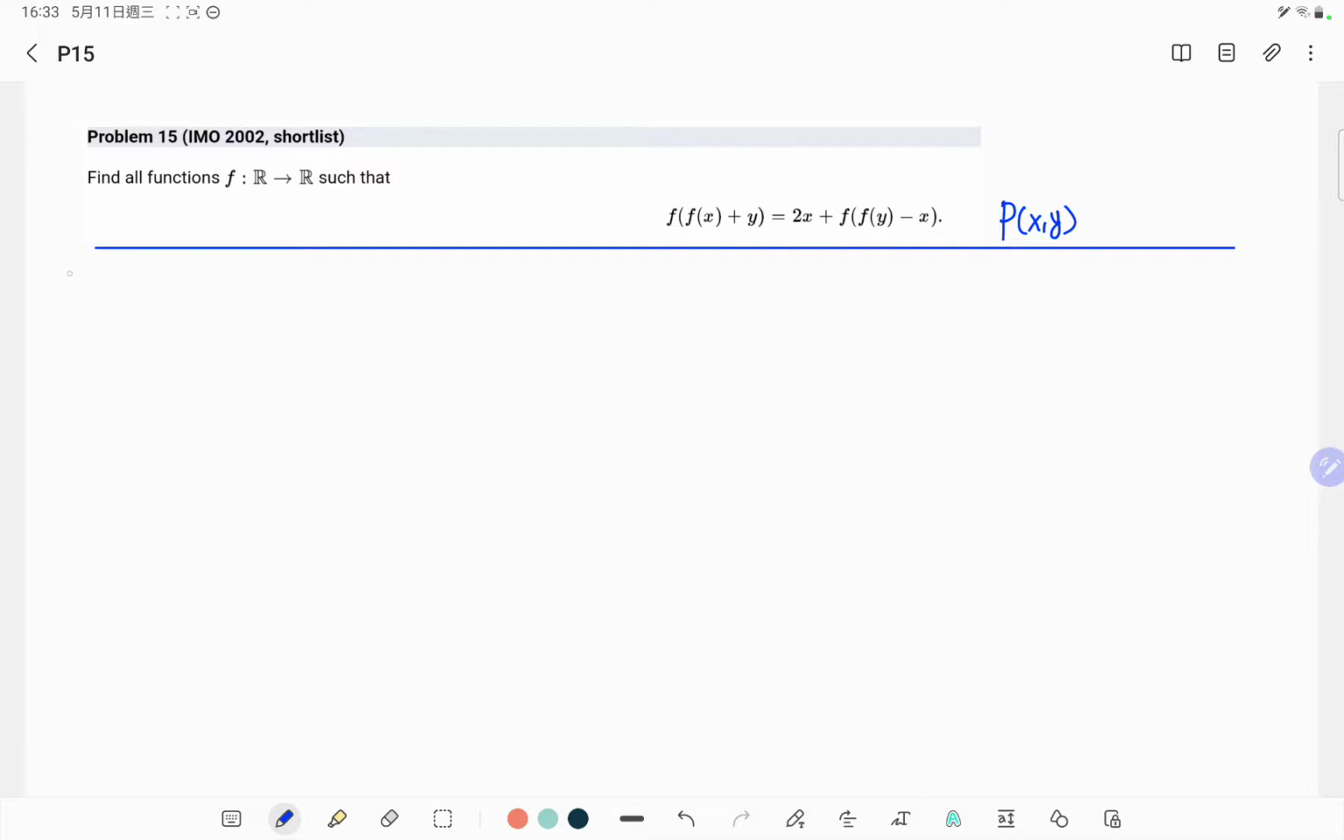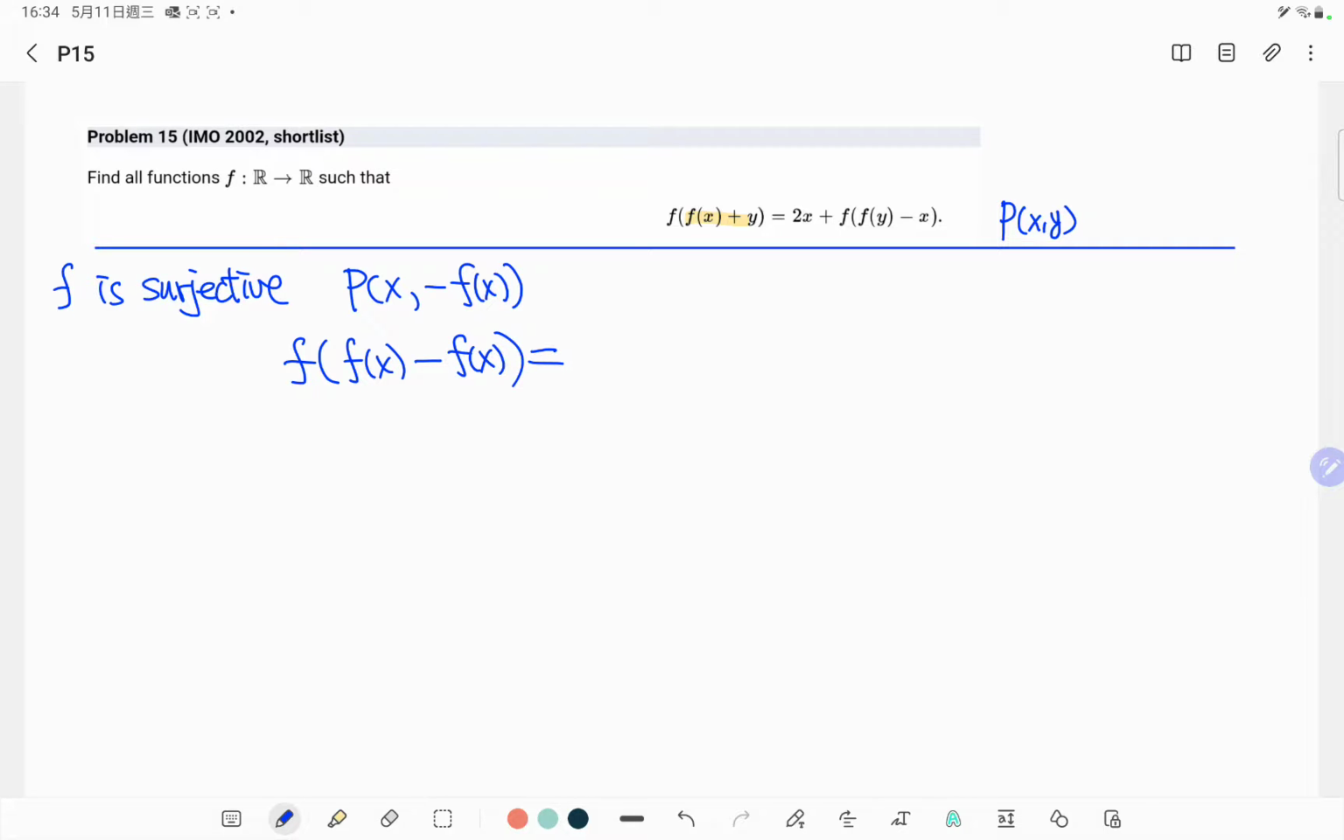So the first step, we would like to prove that f is a surjective function. In order to do this, we can try to make the argument on the left side to be a constant number. So we can just pick y to be negative f of x, which means we could pick P(x, negative f of x). Here we have f evaluated at f of x, and then y will be negative f of x, and then equals 2x plus f evaluated at f of y, which will be negative f of x, and then minus x.